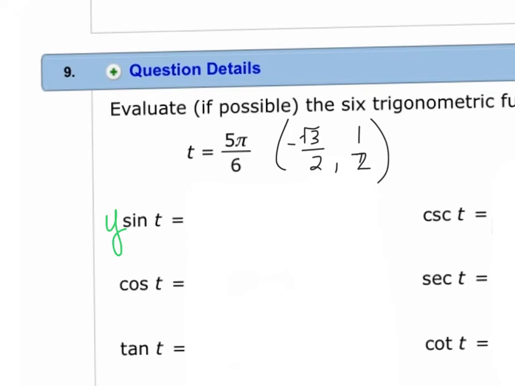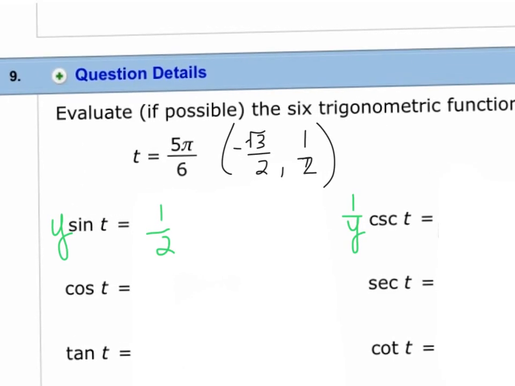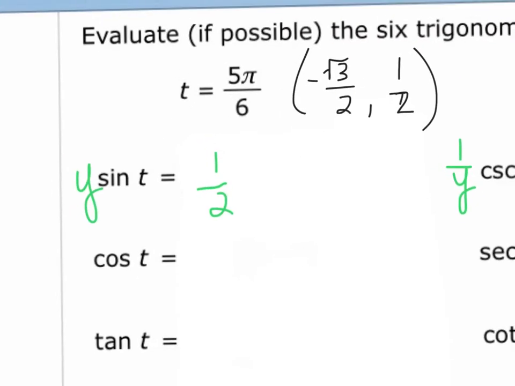So what is my sine? 1 over 2. Cosecant is 1 over y. If I put 1 over 1/2, what am I really doing? 2 over 1. I just flip it. Do you have to put the 1 underneath? Yes or no? No. So my cosine is my x value.